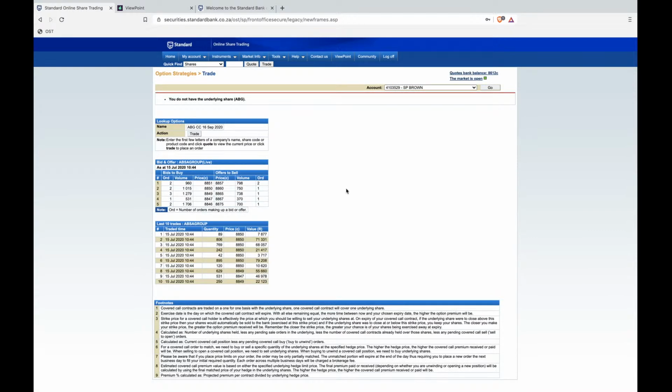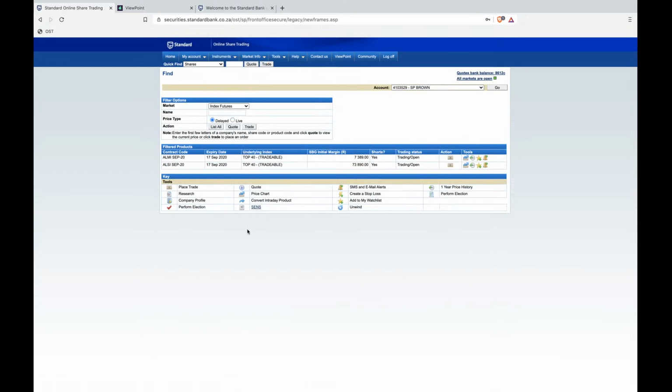I want to do a whole session on covered calls, but I'm not going to dig into it too much right now. Single stock futures, nice and simple.